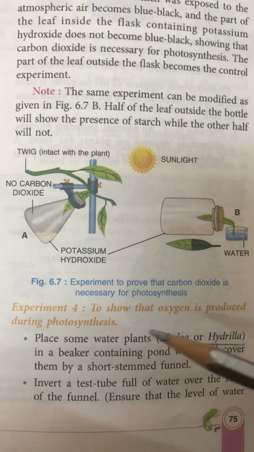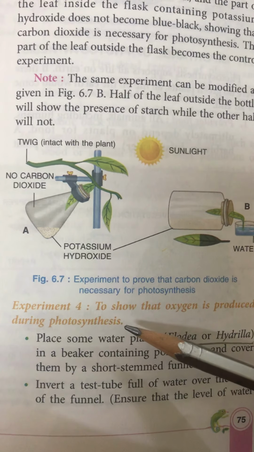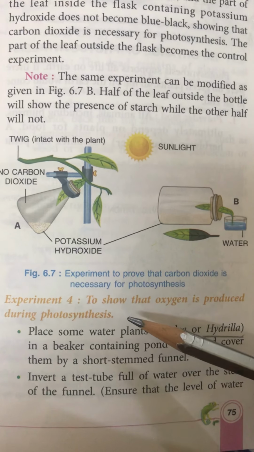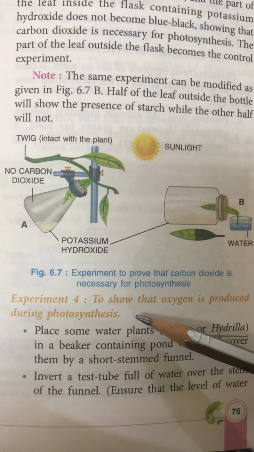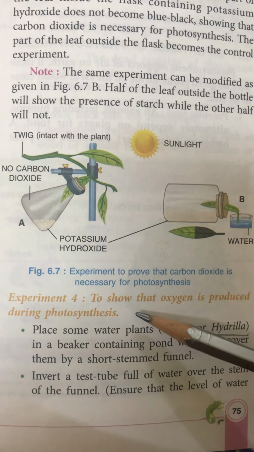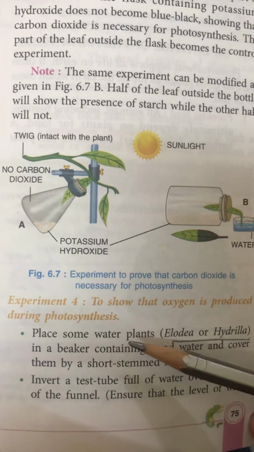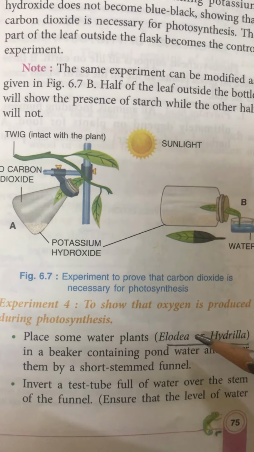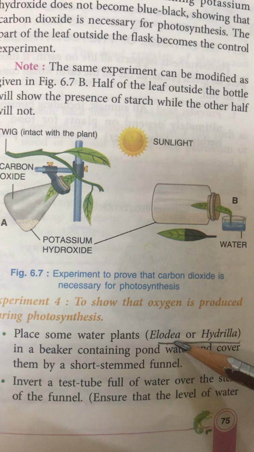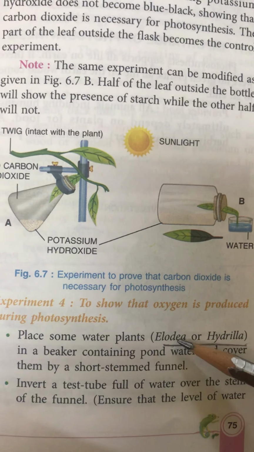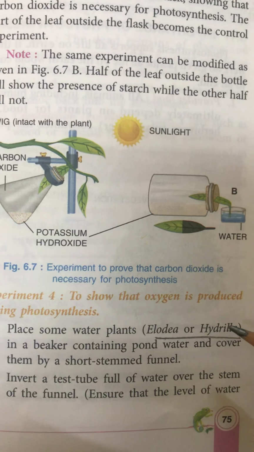Our next experiment is to show that oxygen is produced during photosynthesis. Up till now, we have done experiments to prove what conditions are needed for photosynthesis. But now we are going to discuss an experiment which proves that oxygen is produced during photosynthesis. For this, we need some water plant like Hydrilla or Elodea. Learn these names. Just like you learned the names of variegated plants, learn the names of water plants as well.